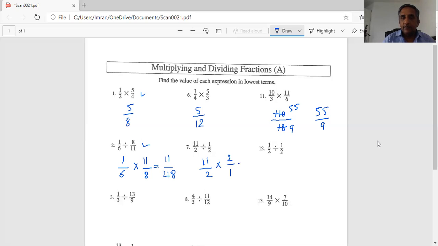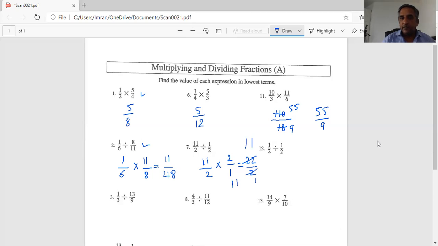Right? So when we work them out, 11 times 2 is 22 over 2 times 1 is 2. Now you see 22 and 2, they both go in the 2 times table. So we cannot leave this answer like this. We have to simplify it. So 2 times 1 is 2 and 2 times 11 is 22. So your final answer will be 11.